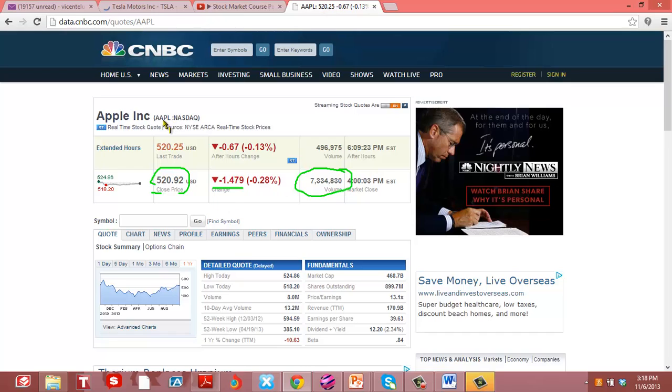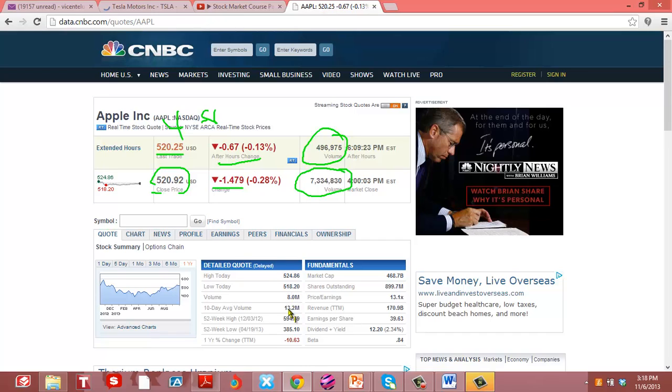Okay, and then from 4 to 8, there's an after-hours market where some hedge funds and banks have access to continue trading. So sometimes you'll see moves in what's called the after-hours market, and you can see that 496,000 shares, almost 500,000 shares, were purchased in the after hours.